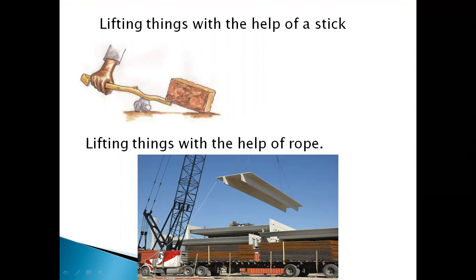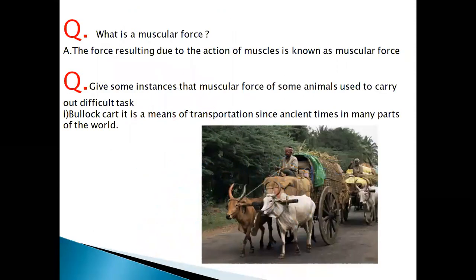Okay, children. In all these examples, what do you observe? Here, the main thing we need is a force. Which is that force? That we say a muscular force. Then what is a muscular force? The force resulting due to the action of muscles. The force resulting due to the action of muscles is known as muscular force.